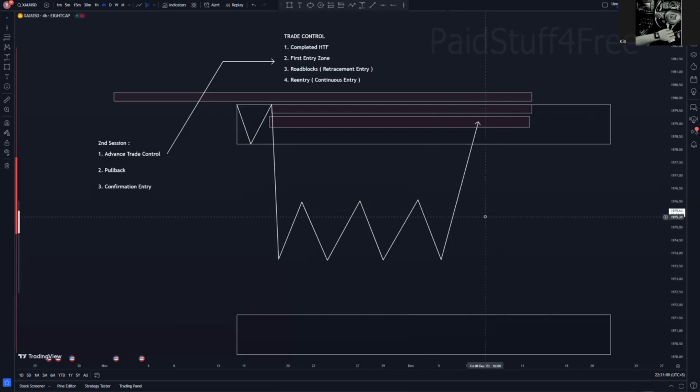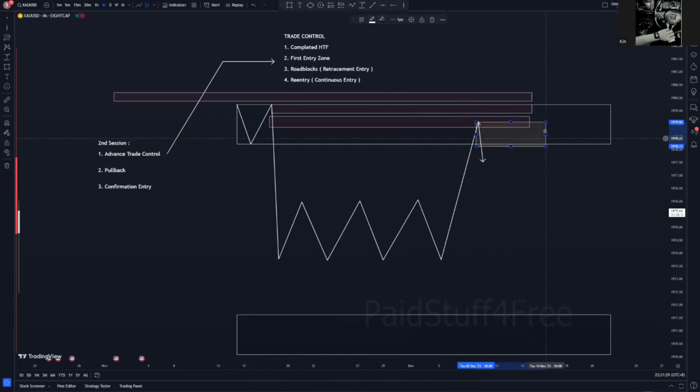So when the price gets into the sell zone, the first entry zone, the reason why we take trades using the first entry zone is to make sure that, after the price creates the confirmation entry, the price is going to go down and then create an engulfing sell, which is our trade control.